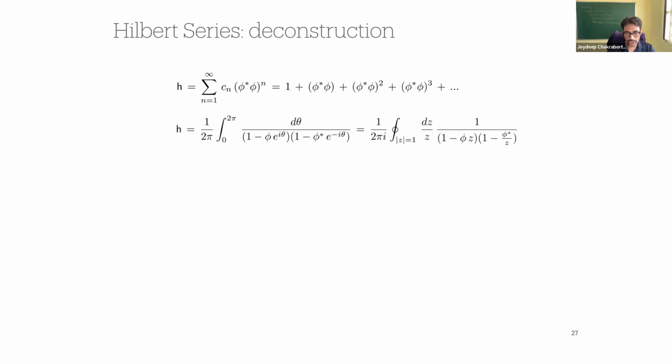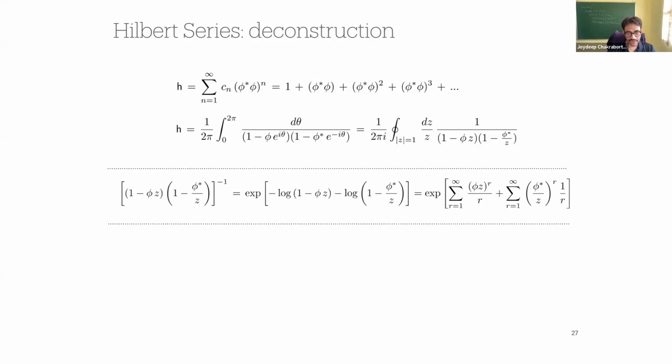And now what you do is introduce a unimodular complex number z, writing z equal to e to the power i theta. Then you can write down the closed contour integral with a unimodular z, mod z equal to 1, dz by z, 1 by 1 minus phi z times 1 minus phi star by z. And if you expand this denominator, then you'll find, okay, fantastic.